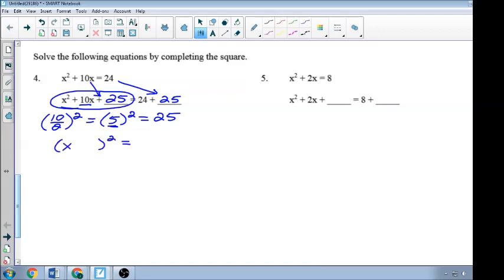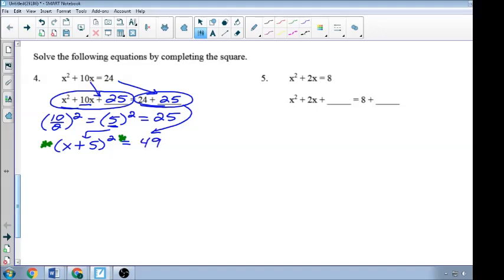a setup like this. Every single time from now until the end of this class, at least, every time you complete the square, you are going to use this setup. The only thing you have to figure out is what to put in the parenthesis with the x, and that's where that number comes into play. If it's a positive number, I'm going to add. If it's a negative number, I'm going to subtract. Okay? Now, what goes on the other side of the equal sign is this up here. So 24 plus 25 goes right down here, which is 49.